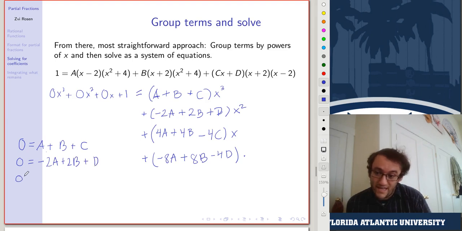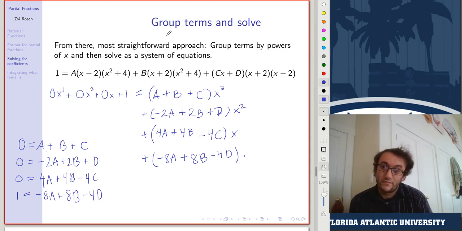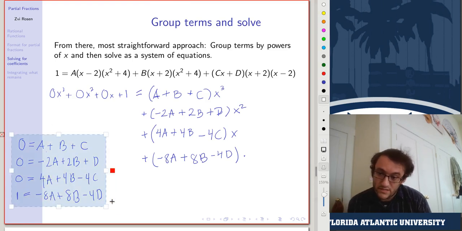The coefficient of x on the left-hand side is 0. On the right-hand side is 4a plus 4b minus 4c. And finally, we have constant term 1, which is equal to minus 8a plus 8b minus 4d. Okay. So let's pull these equations to the next page.